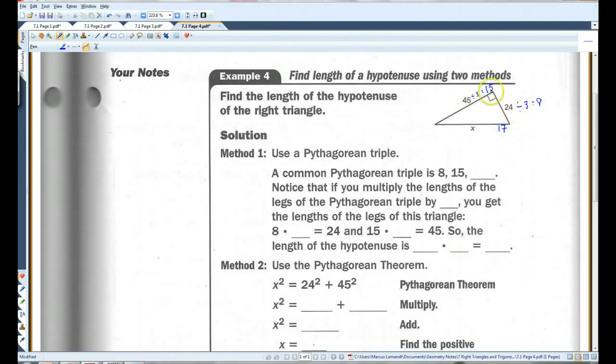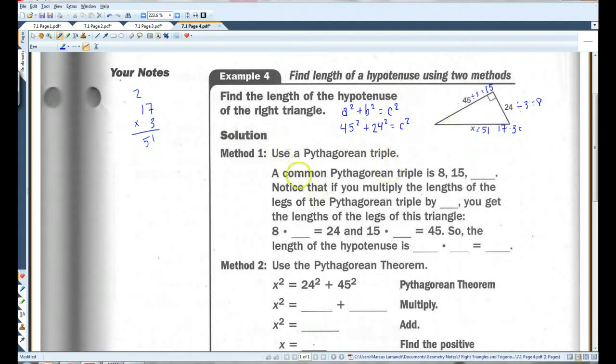Now you have to keep in mind that you divided by 3, so in order to get x, you have to multiply by 3. 17 times 3, let's see. 51. So x is 51. You can figure that out without ever using the Pythagorean theorem. It's a shortcut. Now, if you don't see that, then you could just go ahead and use the Pythagorean theorem. 45 and 24 are kind of big numbers to have to multiply, but that's another way you can do it. It just takes a little bit longer.